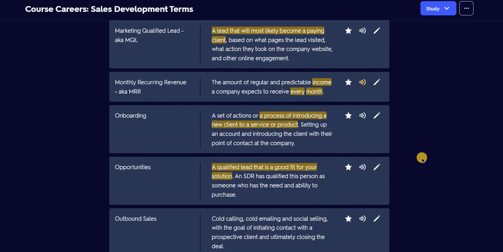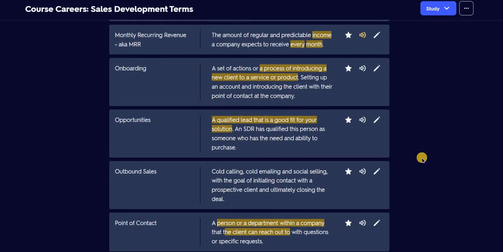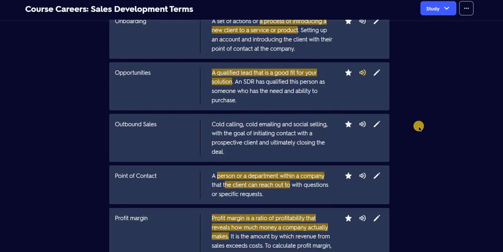Monthly recurring revenue, also known as MRR. The amount of regular and predictable income a company expects to receive every month. Onboarding. A set of actions or a process of introducing a new client to a service or product, setting up an account and introducing the client with their point of contact at the company. Opportunities. A qualified lead that is a good fit for your solution. An SDR has qualified this person as someone who has the need and ability to purchase.